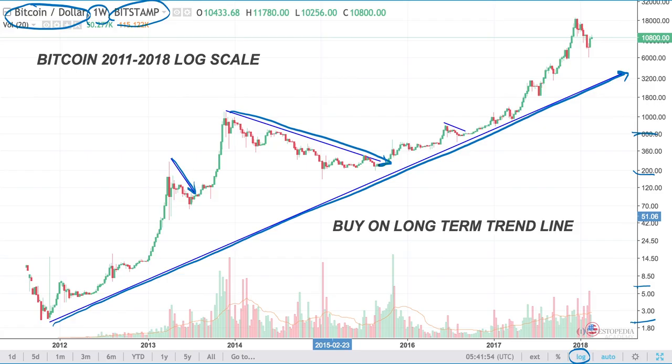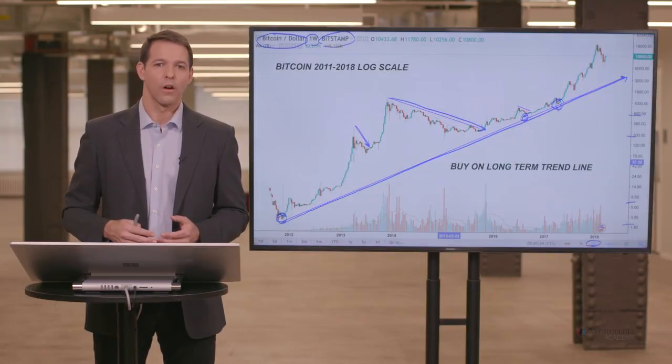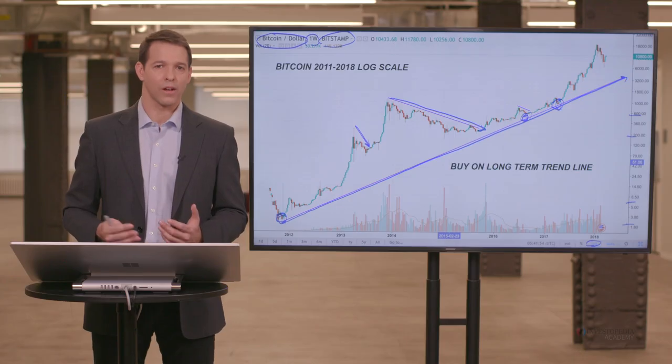So if you're thinking about Bitcoin as a long-term investor, you might want to consider buying at these support levels here when Bitcoin eventually goes back to this long-term trend line. And the reason for this is that buyers who have been successful buying on this long-term trend line will likely repeat that behavior again in the future.